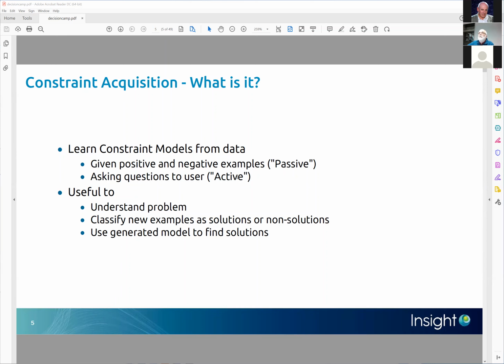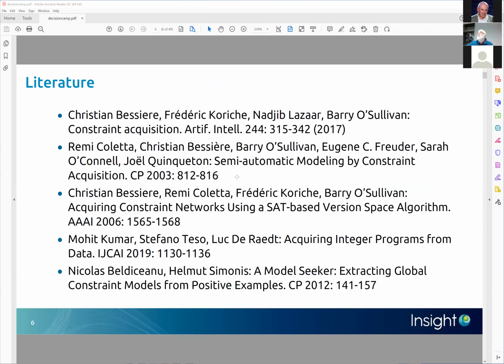Constraint acquisition in general is useful to understand a problem and to classify examples as solutions or non-solutions that you haven't seen before. But fundamentally, what you want to do is generate a model and find solutions to new problems. And here is some literature. There's a survey article from Artificial Intelligence by some of the people involved, my boss, Barry O'Sullivan, as well.